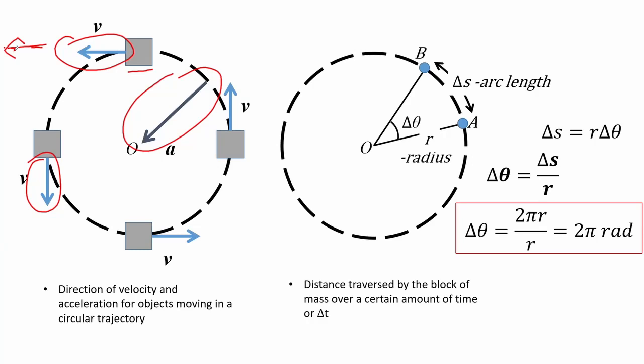This can be demonstrated when you tie an object on a string and begin rotating it and suddenly let it go, and you will see that the object will move in a straight path.